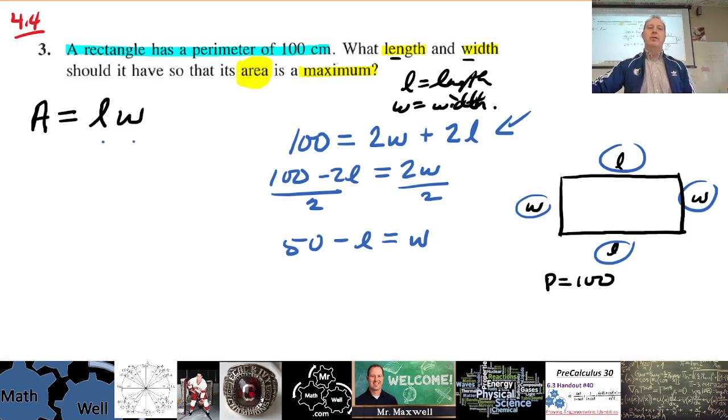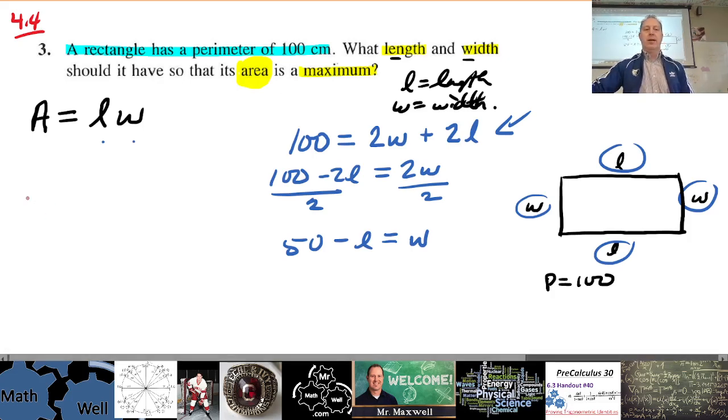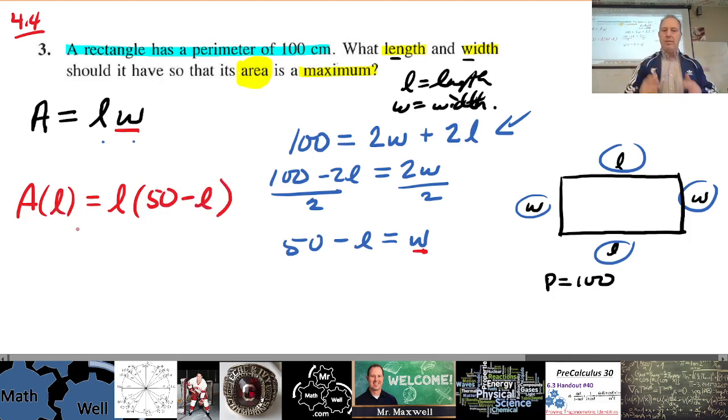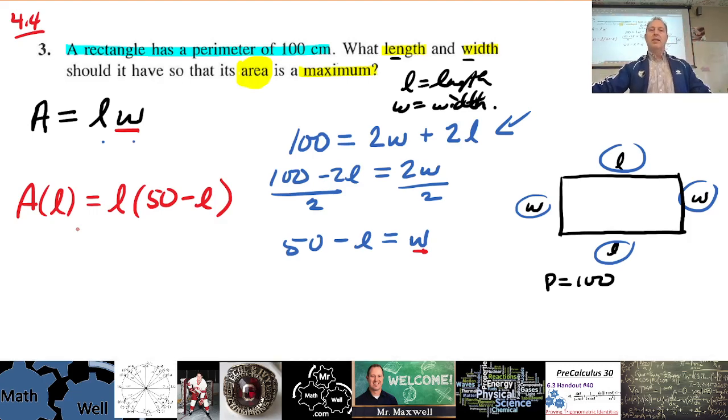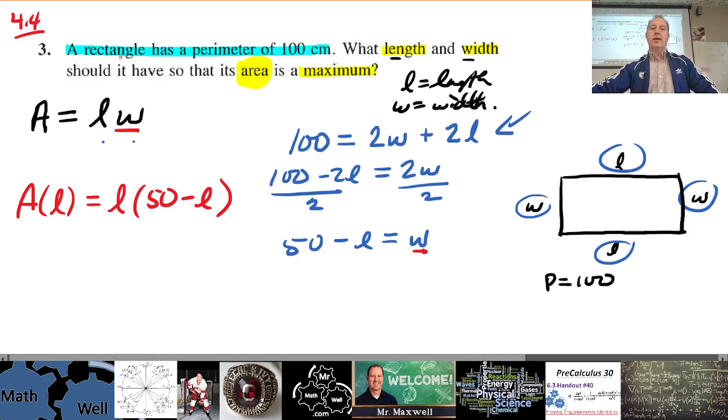So now what I can do is I can write area as a function, okay? And we're just going to have one variable involved here now. So L is L, and the W now is 50 minus L, you see? So this is going to be L times 50 minus L, and we've successfully written the area function in terms of L only, one variable only, and in that equation, it includes my constraint, so the perimeter being 100.